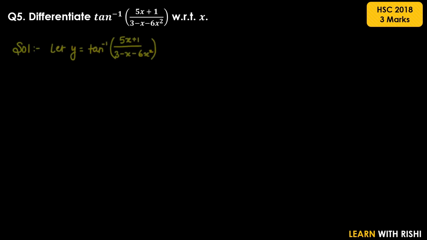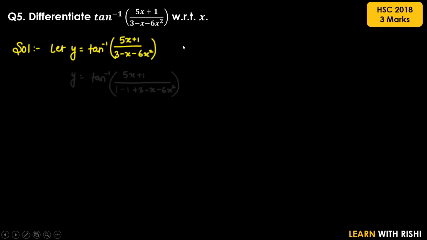So let us see. Now here you can see in the numerator we have one term and another term in addition. So to use the formula, in the denominator we should have 1 minus a into b. So here we should get 1 minus something. So for that, we will add 1 and subtract 1. So here 5x plus 1 upon, we have added 1 and subtracted 1 and the term plus as it is.